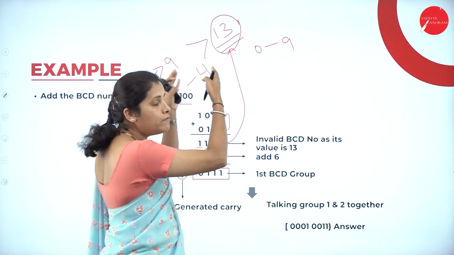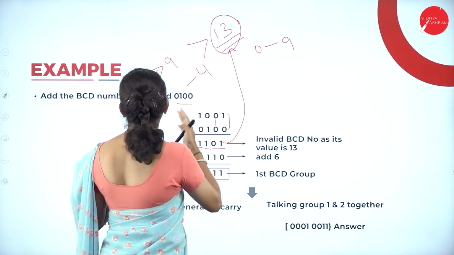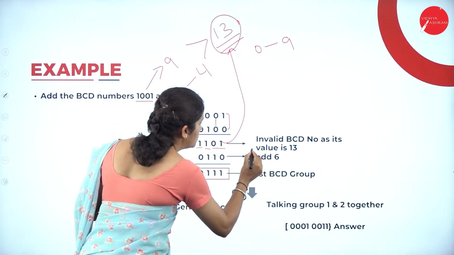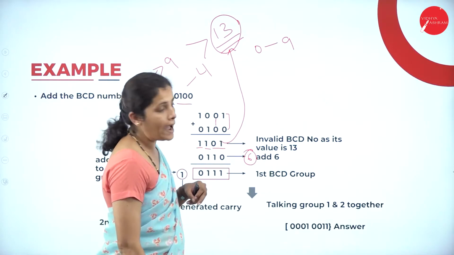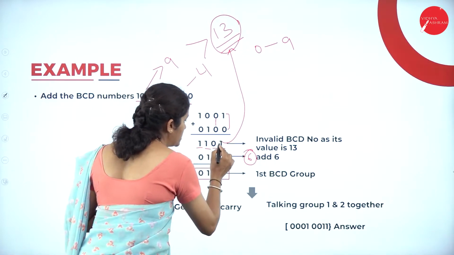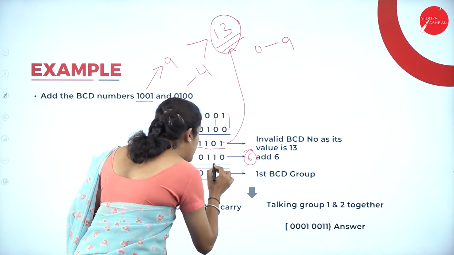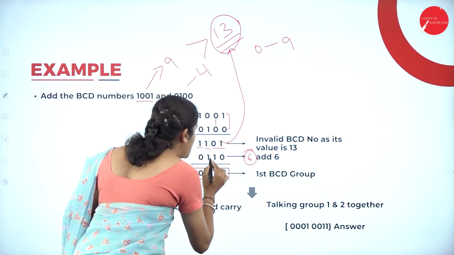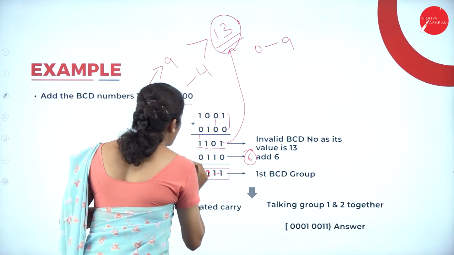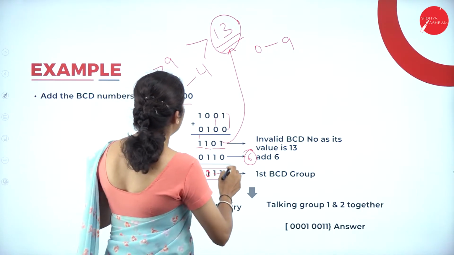Now, this is an invalid number. So I want to convert this number into BCD. For that, I am going to add 6. Now I am going to perform binary addition, that is 0, 1, 0 plus 1, it is 1, 0 plus 1, it is 1, then 1 plus 1, it is 0 and 1 carry, 1 plus 1, it is 0 and 1 carry. So what I will do?